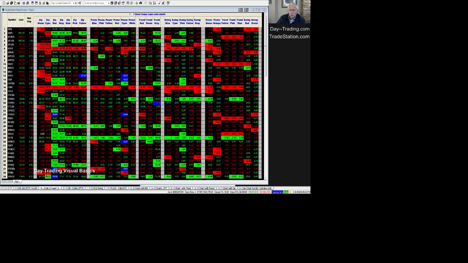I'm not sure how well you can see the words here on the YouTube video, but basically in the right hand area over here we have all the slow lines. On the far right we have the swing green and red, and then the three in the middle are your trend blue, pink, yellow, and then your power orange and power green on the left of the right area. And so these are all of our major trend lines.